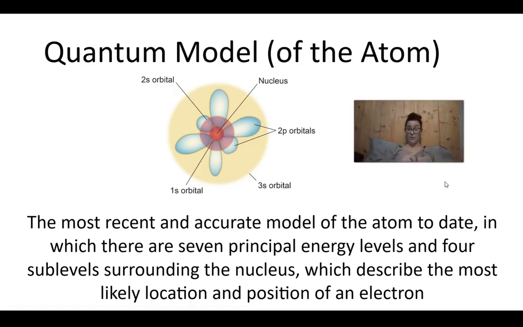So they have different shapes: s orbitals, p orbitals, d orbitals, and f orbitals. And each sublevel, this s, p, d, or f, has different numbers of orbitals in it. So the s sublevel only has 1 s orbital in it, whereas the p sublevel has 3 orbitals in it, the d sublevel has 5 orbitals in it, and the f sublevel has 7 orbitals in it. But we're going to review that in the next unit as well.